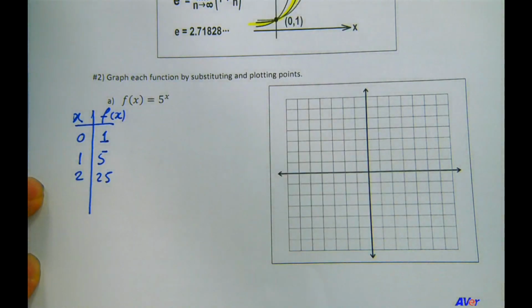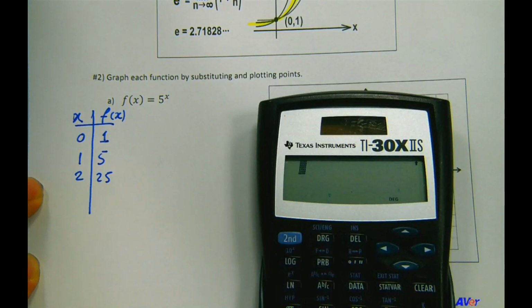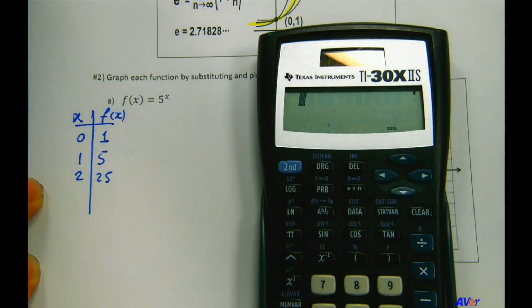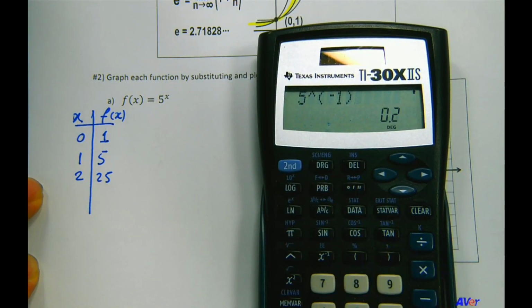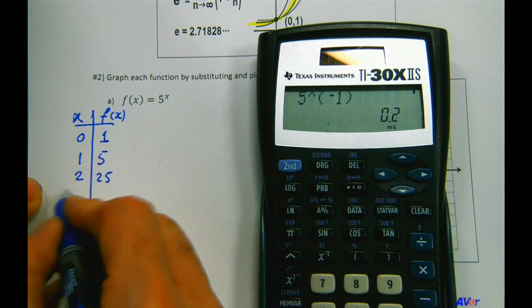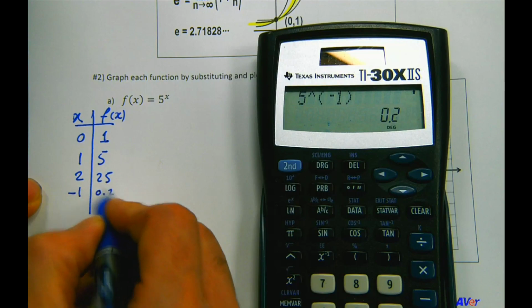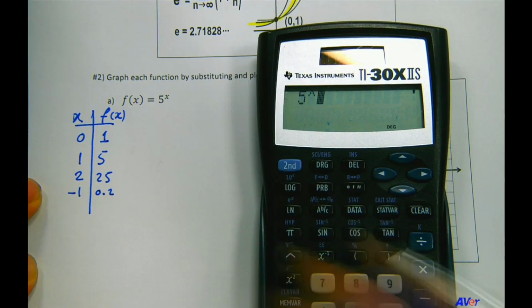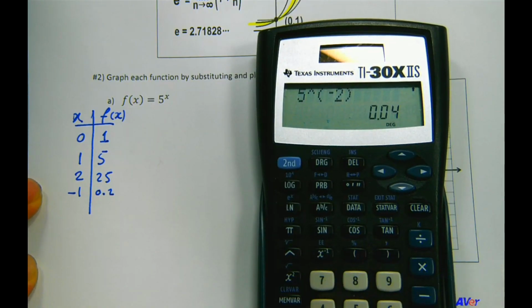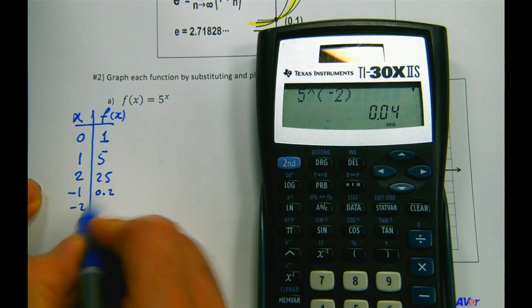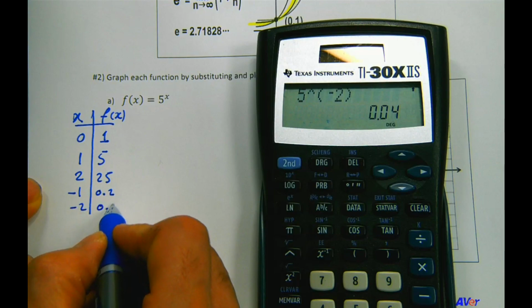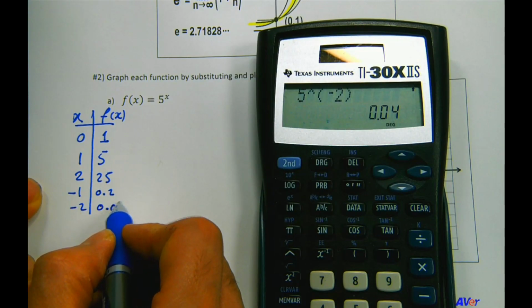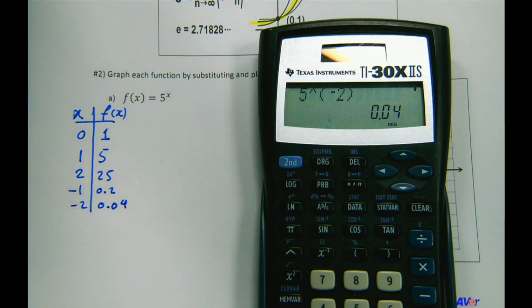So if we take 5 raised to negative 1 power, we see 0.2. So let's do that: x equals minus 1, f of x is 0.2. Let's calculate 5 raised to negative 2 power. Look at that. So the point being, as you pick smaller and smaller negative numbers, you get closer and closer to 0.